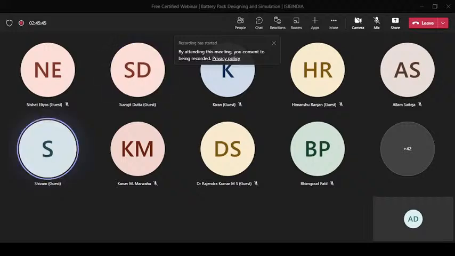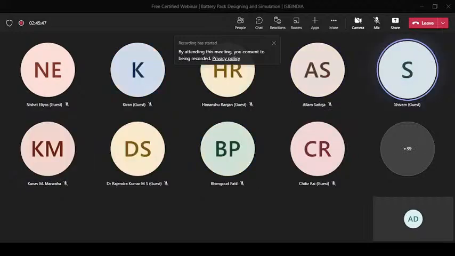So we have the last question in the chat box. Are EVs more eco-friendly than normal fuel-based vehicles, such as BS6? Can you explain, sir?